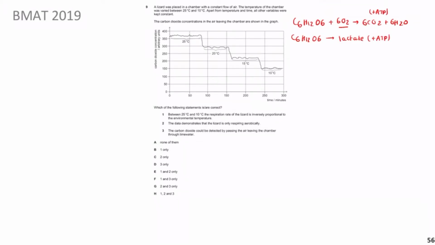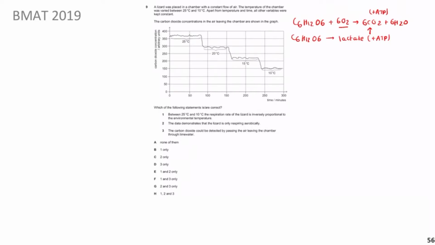You don't really have to know about it at this stage, but the second one, the anaerobic, produces less ATP, precisely 2 lots of ATP, whereas the first one produces a lot more, 32 moles of ATP for aerobic respiration. But you learn more about that next year in your A2 studies. So since we're producing CO2 at all of the temperatures, it must be going through the first route, which is aerobic respiration.